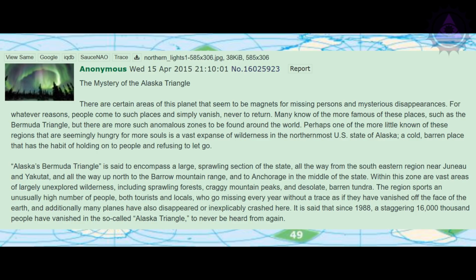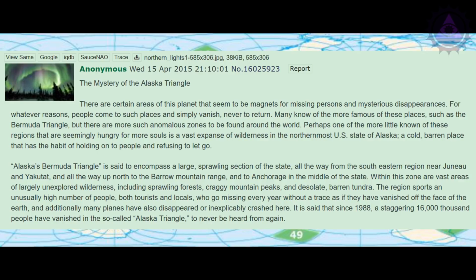The mystery of the Alaska Triangle. There are certain areas of this planet that seem to be magnets for missing persons and mysterious disappearances. For whatever reasons, people come to such places and simply vanish, never to return. Many know of the more famous of these places, such as the Bermuda Triangle, but there are more such anomalous zones to be found around the world.